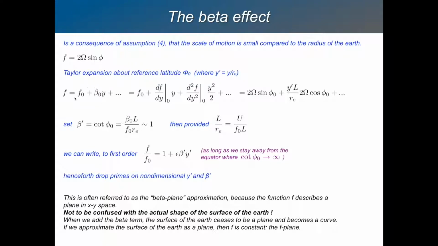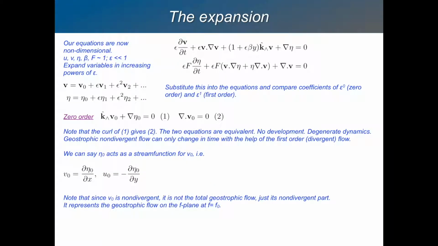And what they mean when they say that is that the function for f in xy space is a linear function, right? So it's a plane in xy space, but it's only a plane in functional space, right? So don't confuse that with the shape of the surface of the Earth. The shape of the surface of the Earth is not a plane, it's a curve, right? Because if the surface of the Earth was a plane, then f would not vary, right? So that's just something you want to make sure you don't get confused about. Beta plane is only in functional space, not in physical space, right? Let's get on with it.